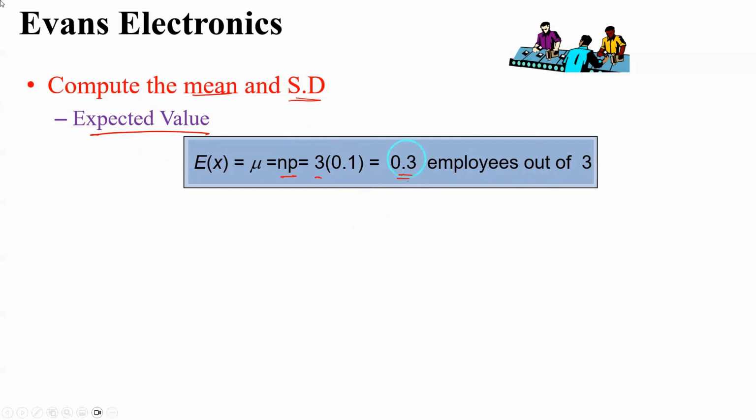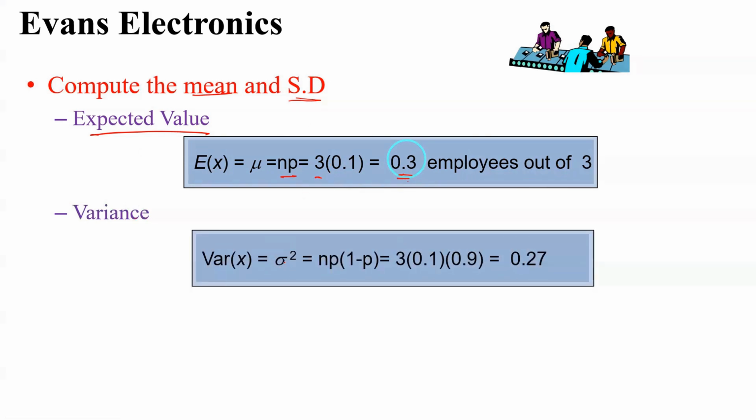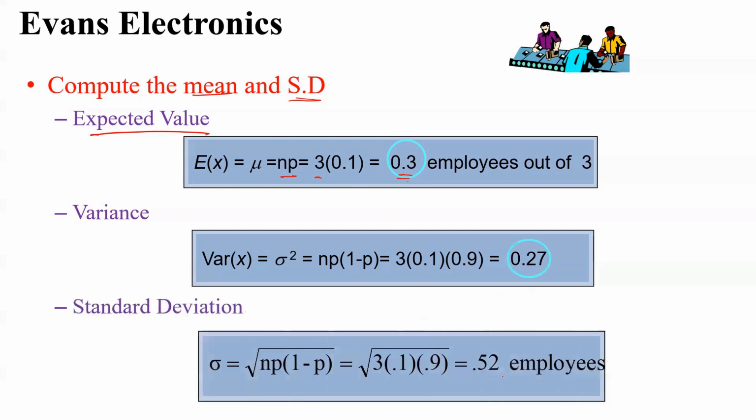And then the variance, again, we use the formula. Variance is equal to np multiplied by (1 minus p), which is 3 multiplied by 0.1 multiplied by 0.9, and you get 0.27. For the standard deviation, just take the square root of the variance, and you get 0.52 employees. So these are the turnover chances of them leaving the company.